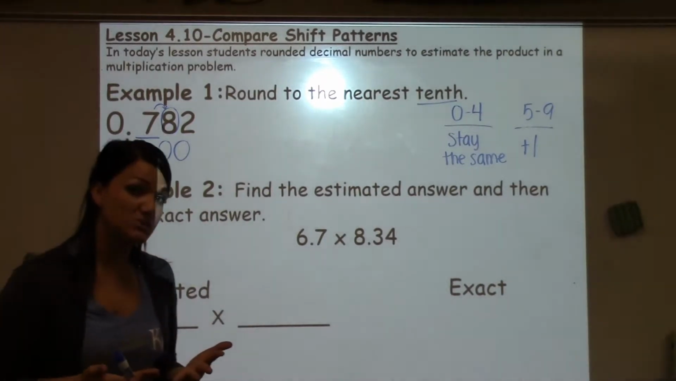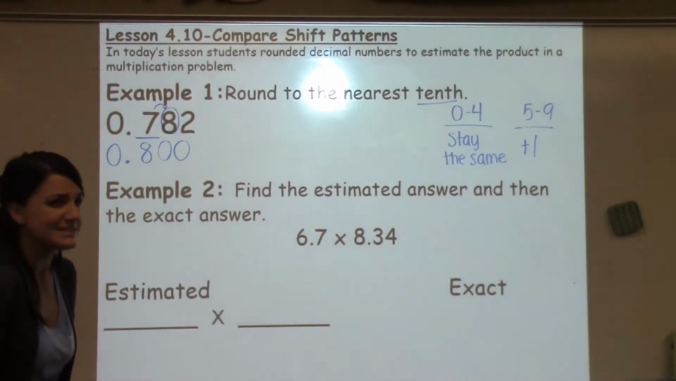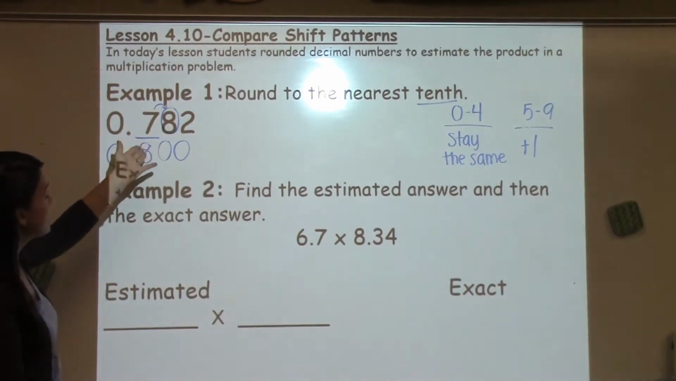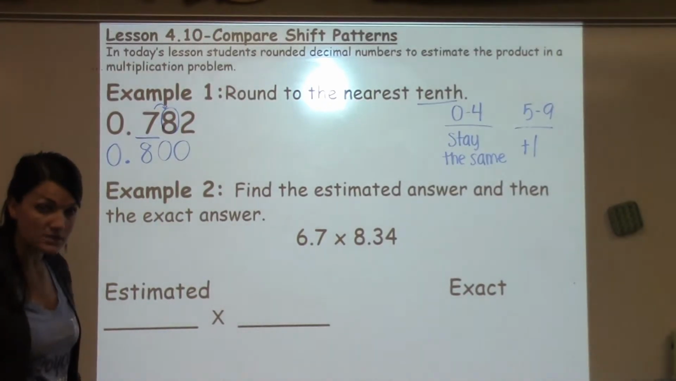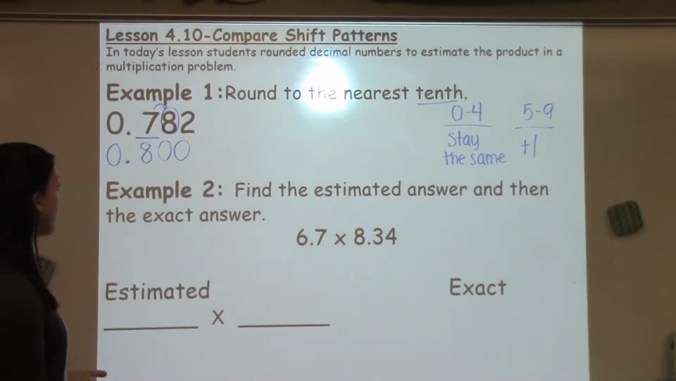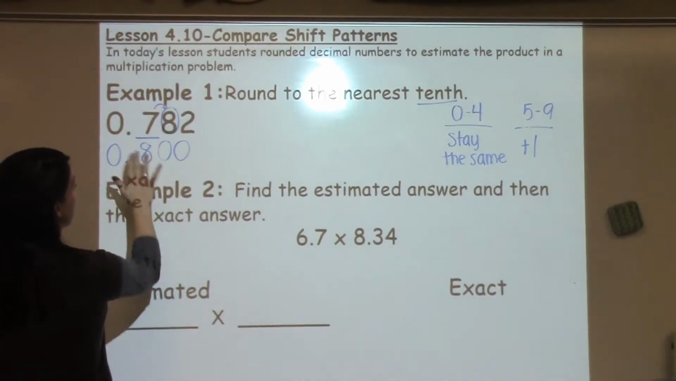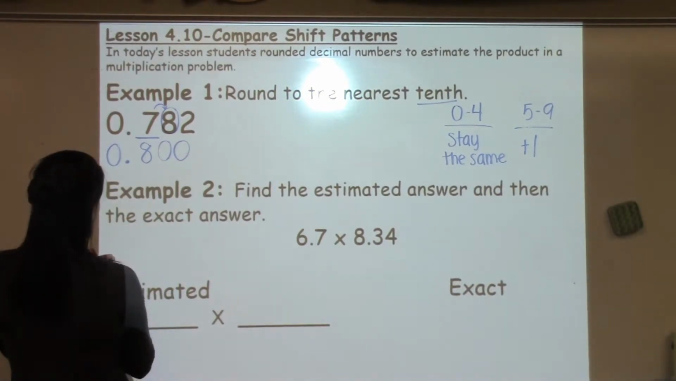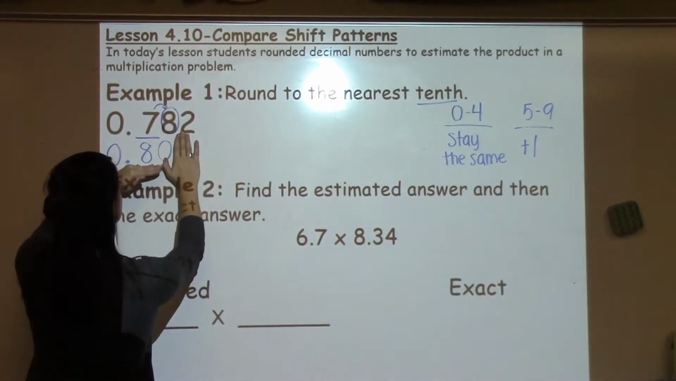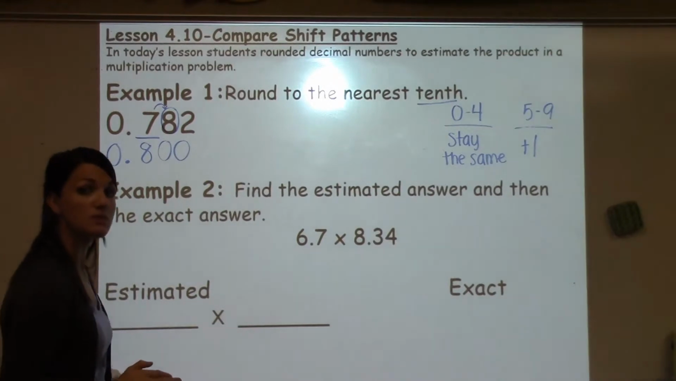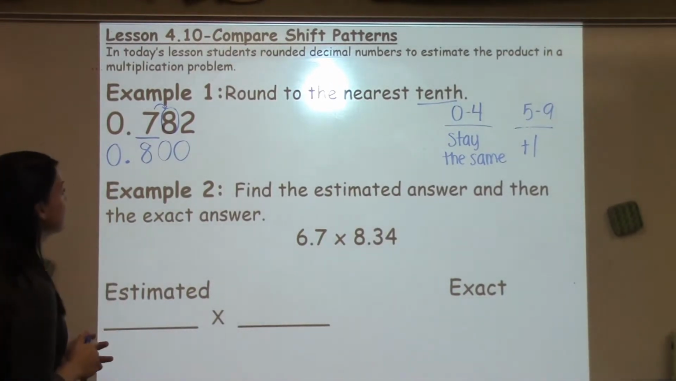When we finish rounding a number, I like to ask students, does that make sense? Is 782 thousandths pretty close to 800 thousandths? And the answer they should give me is yes, that is pretty close. When I'm thinking about money, if I think about 78 cents, is that pretty close to 80 cents? Absolutely.